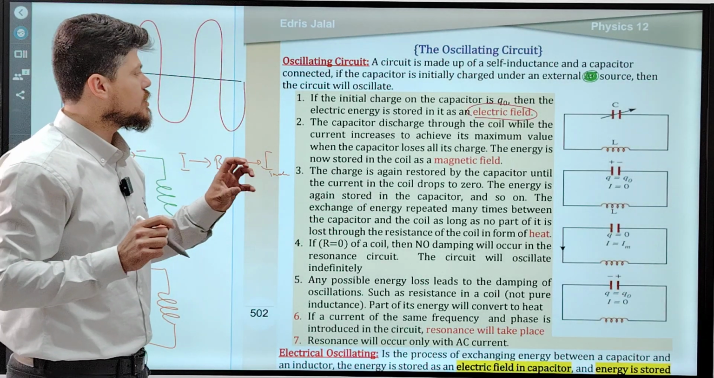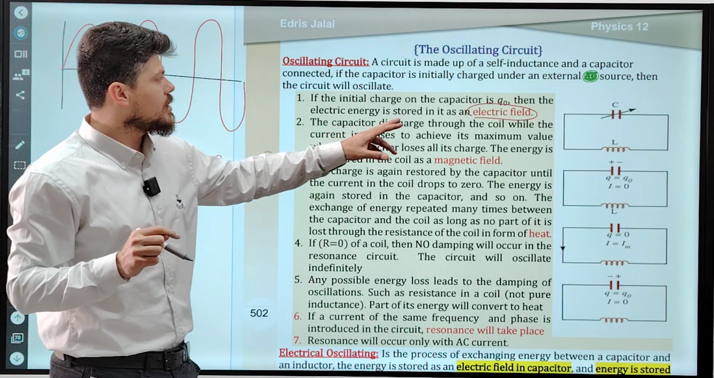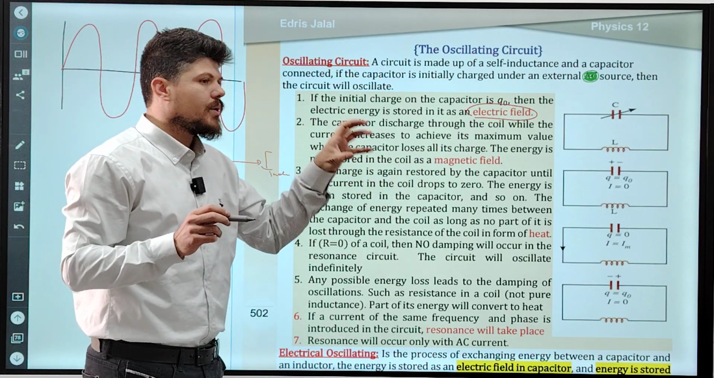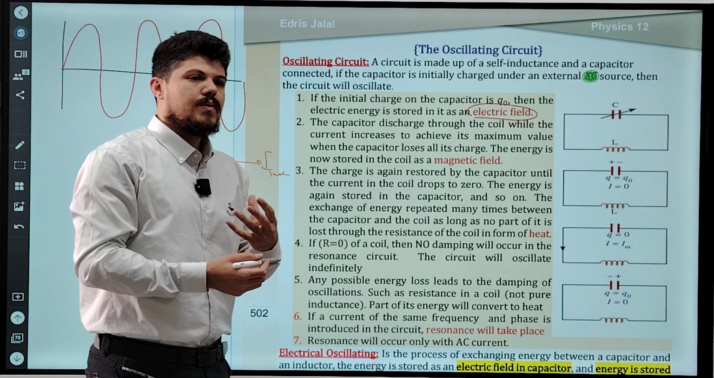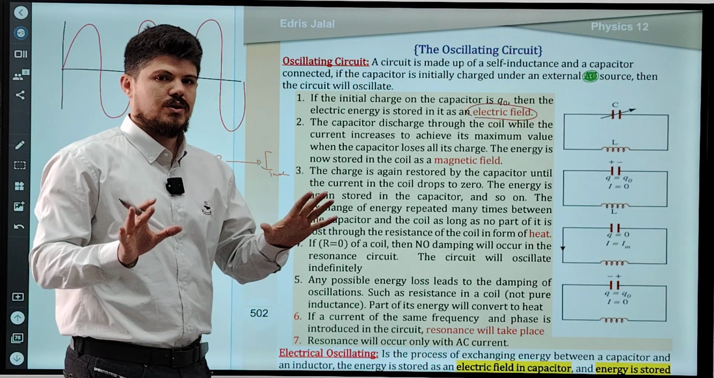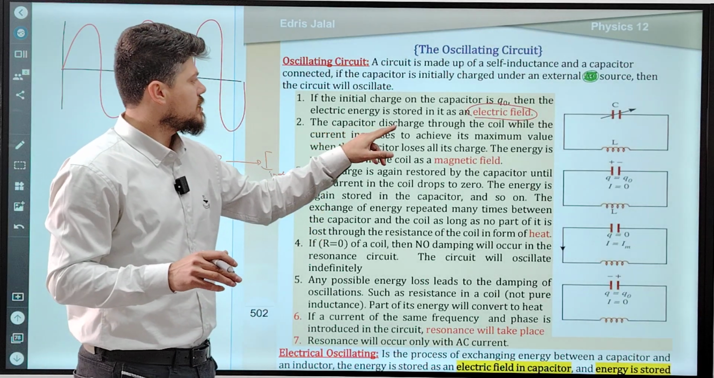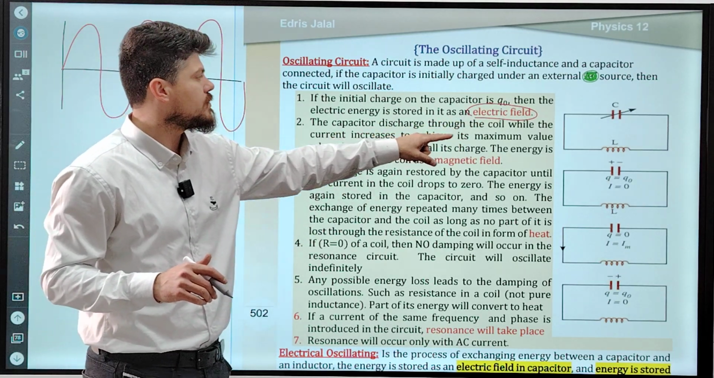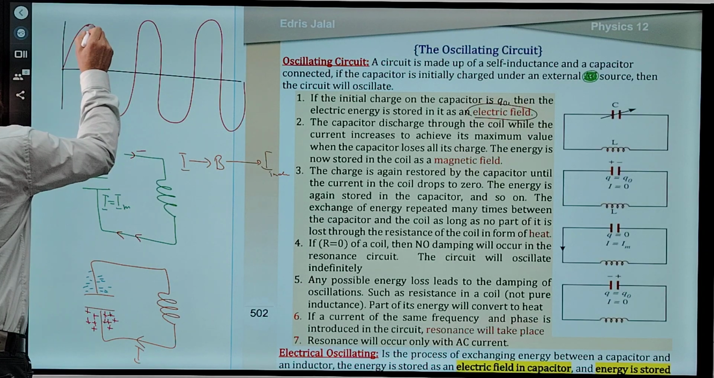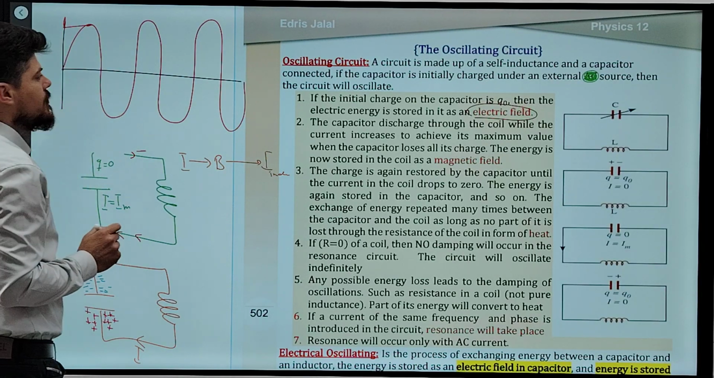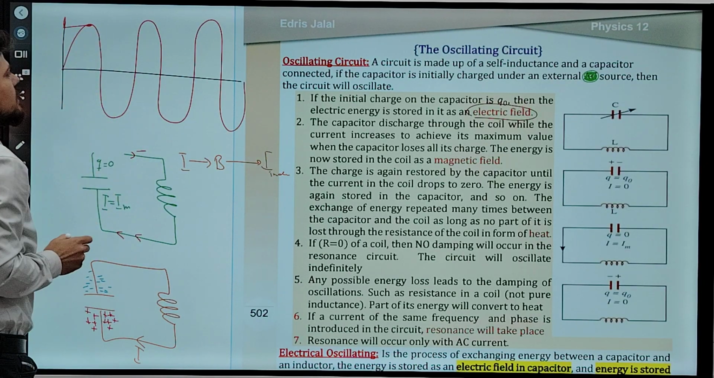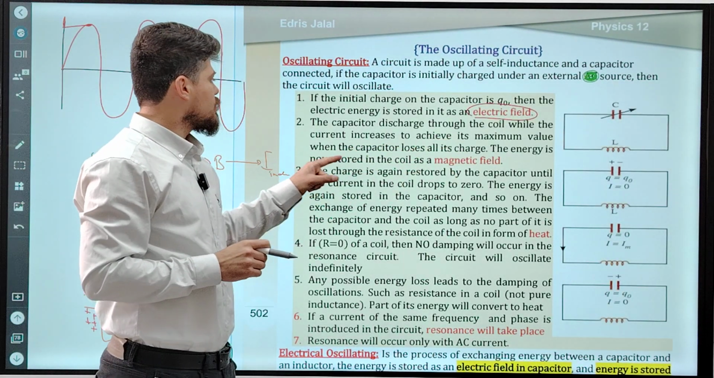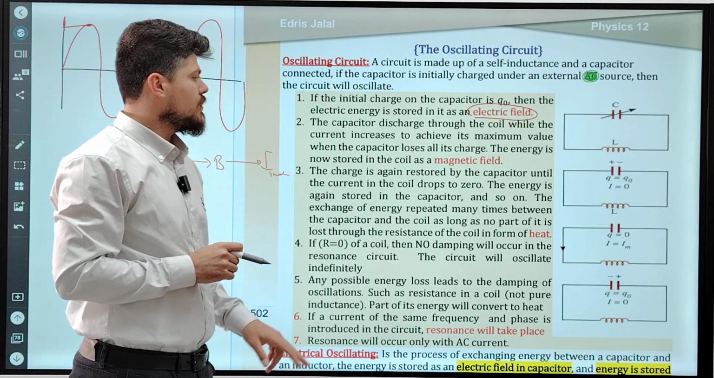So when the capacitor is charged, the energy is stored as what? Electric field. But when the current is carried into the inductor, the energy is stored as a magnetic field. The capacitor discharges through what? Through the coil, while the current increases to achieve its maximum. Now here, the magnetic field is stored, and the energy is now stored in the coil as a magnetic field.